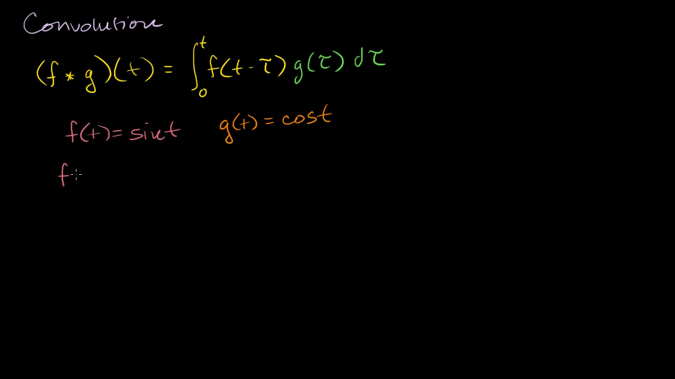So the convolution of f with g, and this is going to be a function of t, equals this. I'm just going to show you how to apply this integral. So it equals the integral from 0 to t of f of t minus tau. This is my f of t, so it's going to be sine of t minus tau times g of tau. Well, this is my g of t, so g of tau is cosine of tau. Cosine of tau d tau.